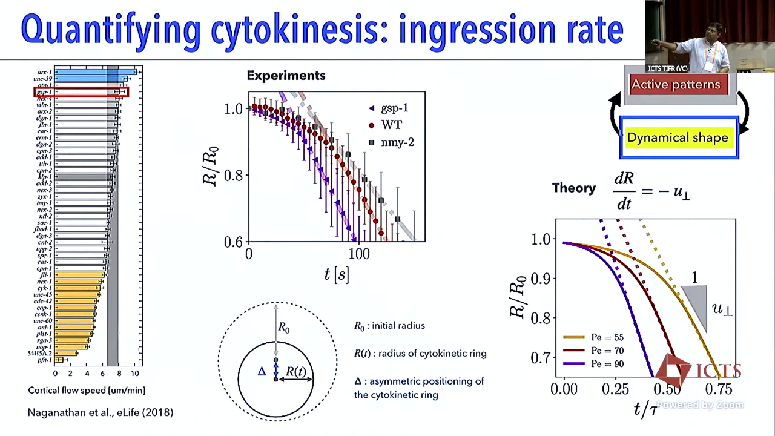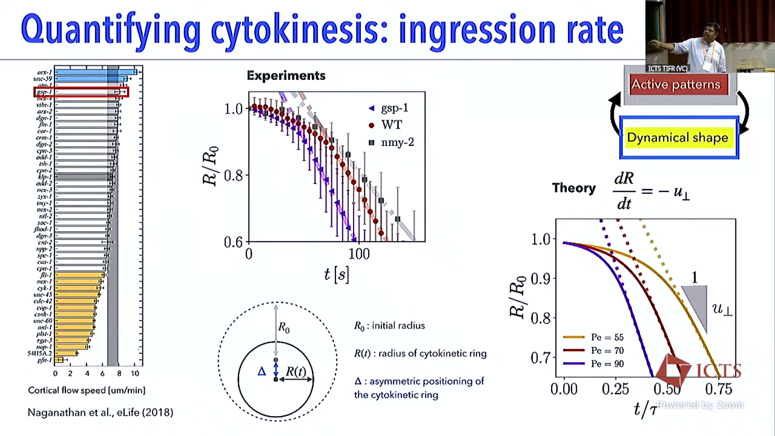So here's the wild type in red. So there's a prediction that the ingression rate will be constant and the radius will go down linearly with time. True. There's also a prediction that the rate of ingression should go up with Peclet. So GSP1 is a mutant which actually has a higher velocity. So this is cortical flow speed as a function of the genetic perturbation. And lo and behold, the slope of the straight line does go up in magnitude.